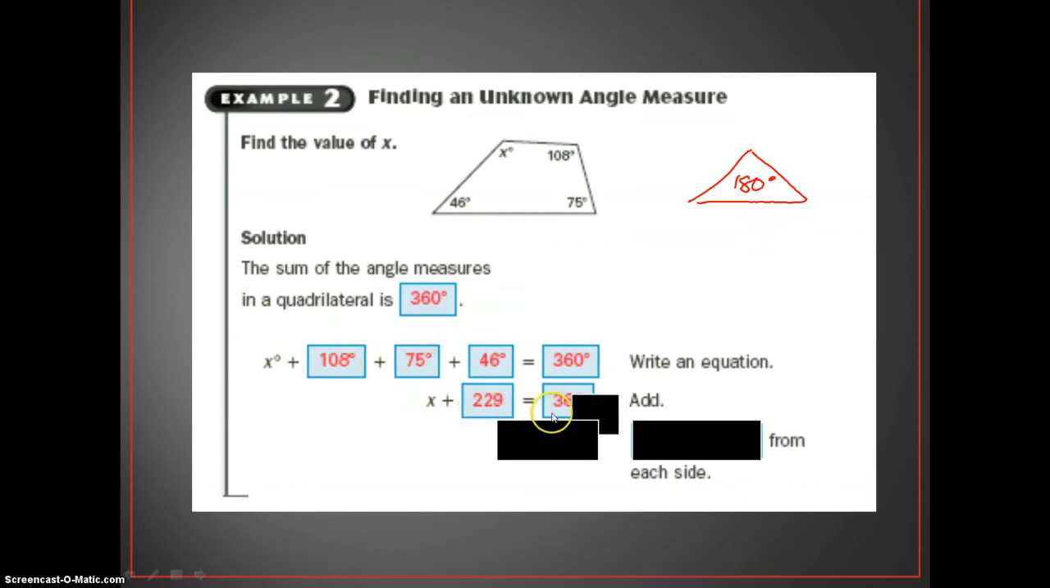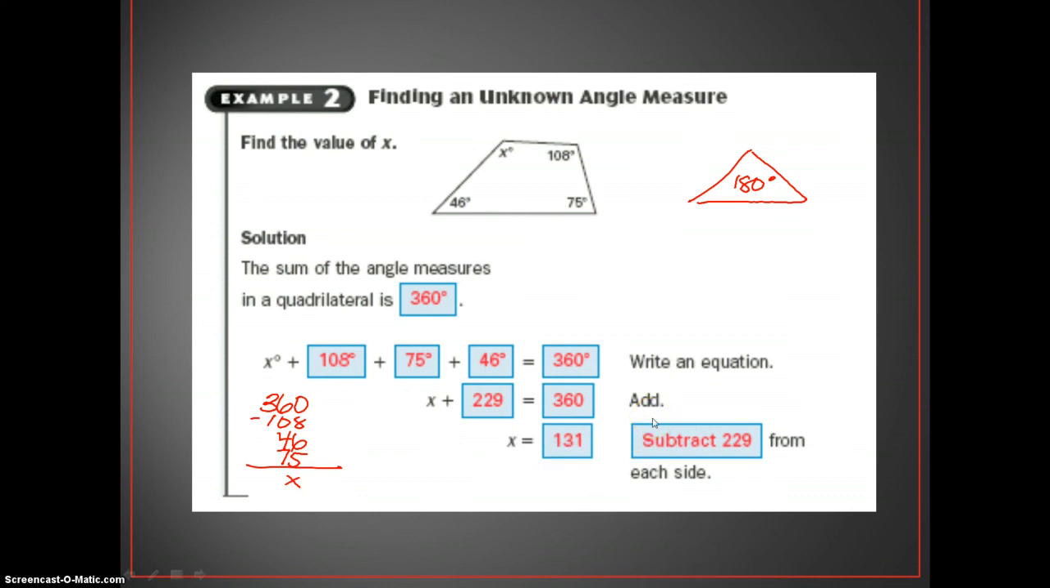You get 229 plus x equals 360, and subtract 229. Now the other way to do it is take 360 and just subtract all three of those numbers until you get whatever the x is, which is 131.